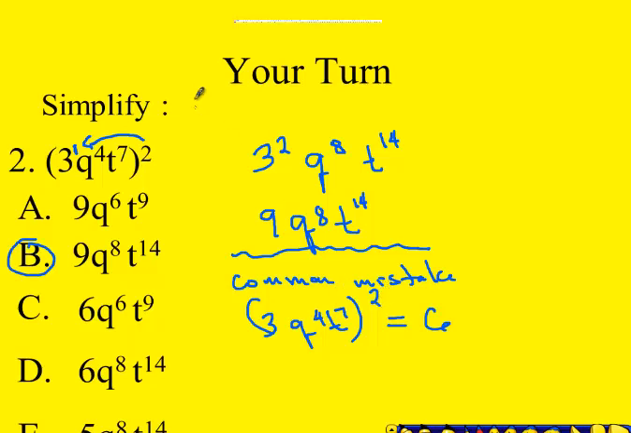Supposedly you have to multiply 2 by the exponent of your base 3. So if you did not write the exponent 1 here, you might think, oh, it's just 3 times 2, and then you're going to get 6. You have q raised to 8 and then t raised to 14. So some students might choose this as their answer, but D here is wrong. The correct answer is letter B. So 9q^8 t^14.